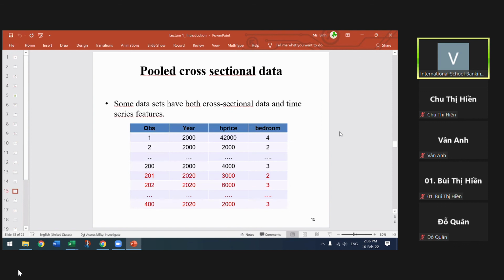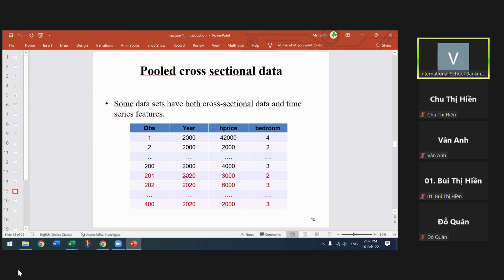And we have pooled cross-sectional data. That means when we pool two or more cross-sectional data sets together, we have pooled cross-sectional data. For example, in the year 2000, we made a survey on 200 houses in Hanoi. We surveyed the house price and the characteristics of the house, for example, number of bedrooms, the square footage, the location, many pieces of information about houses in Hanoi. And the sample has 200 houses.